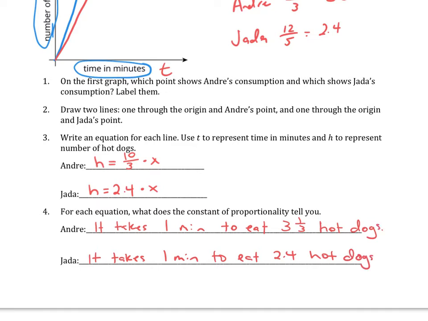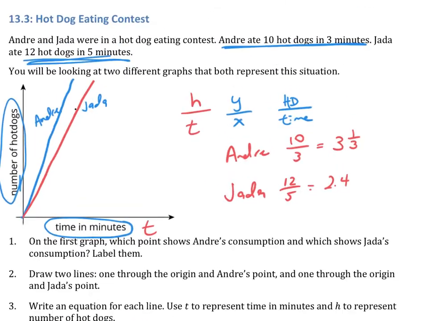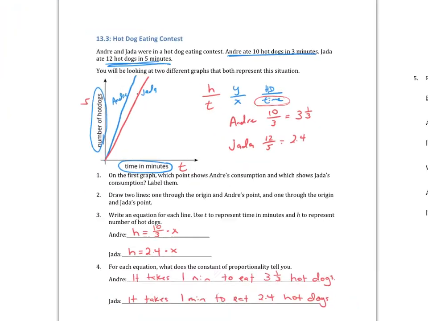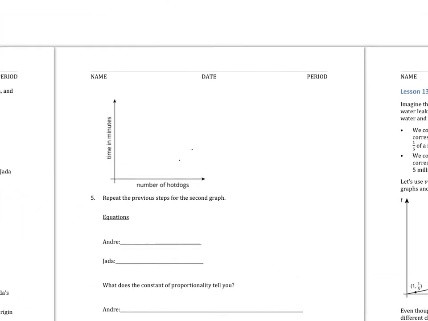Now, the reason why we know it's 1 minute is because minutes in this case is in the denominator. So whenever we think of our constant of proportionality, whatever is in the denominator is always our 1. Okay, let's take a look.